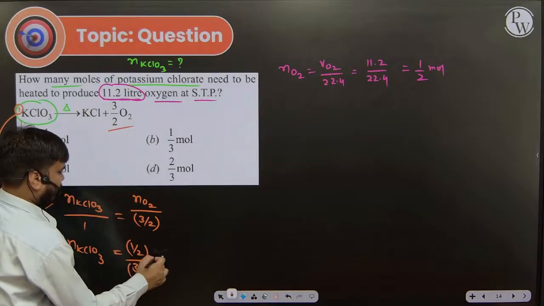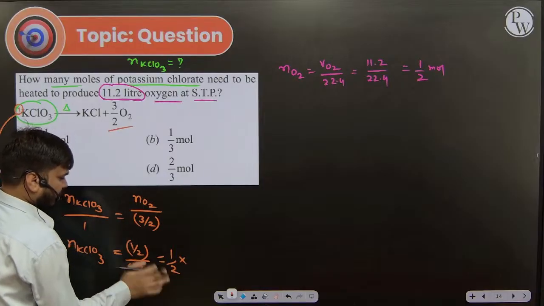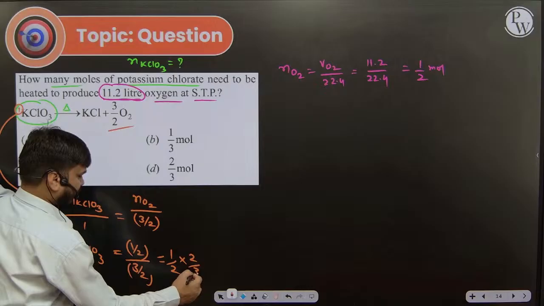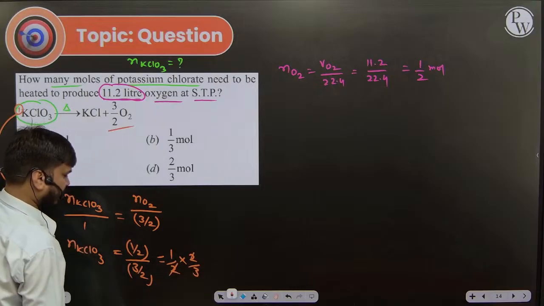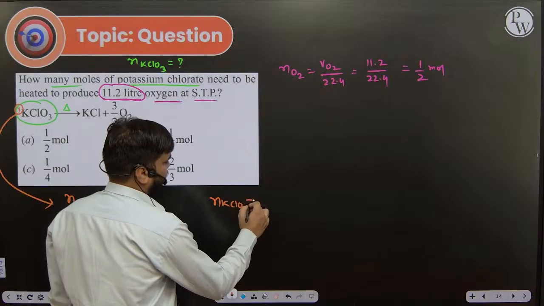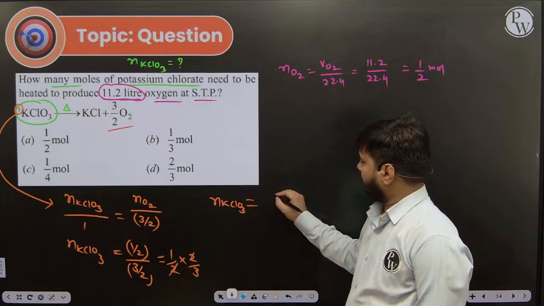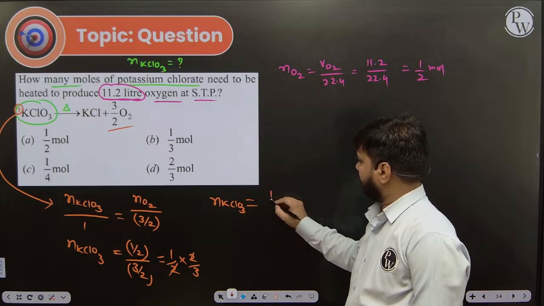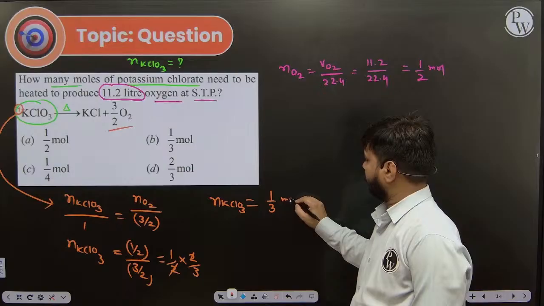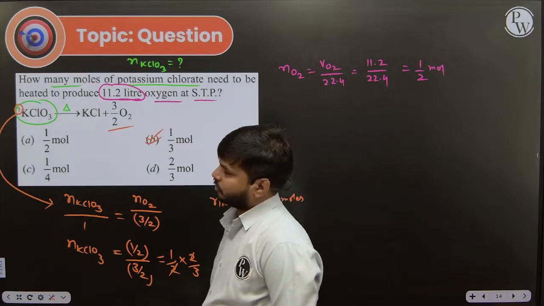Now let's simplify this equation. So 1 by 2 into this 3 by 2 will be reversed, so it will be 2 by 3. 2 and 2 will be cancelled. So ultimately we got the moles of potassium chlorate needed is 1 by 3, 1 by 3. So it's easy to calculate, right? So option number B is correct.